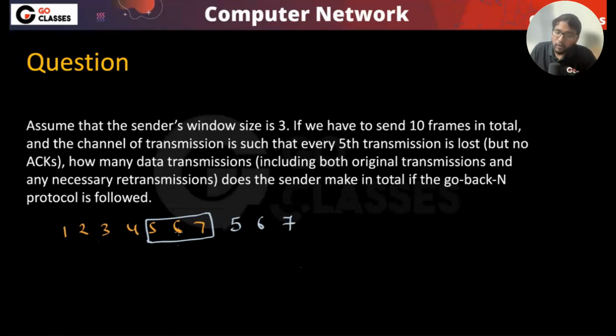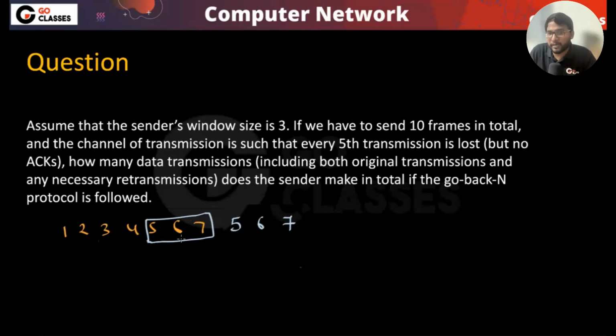Okay. Now, they are saying that every 5th transmission is lost, but no ACK. How many data transmissions, including both original transmissions and any necessary retransmissions, does the sender make in total if the go back N protocol is used? Okay, cool. So let's just see this. So see, this 5 is lost. That's why I'm sending 5, 6, 7.